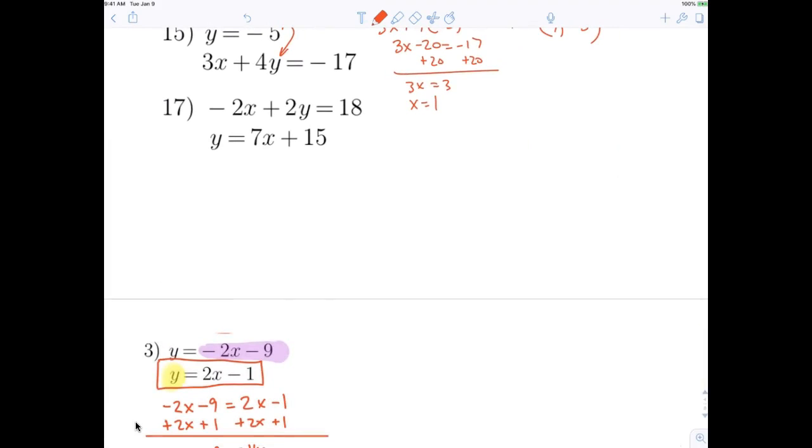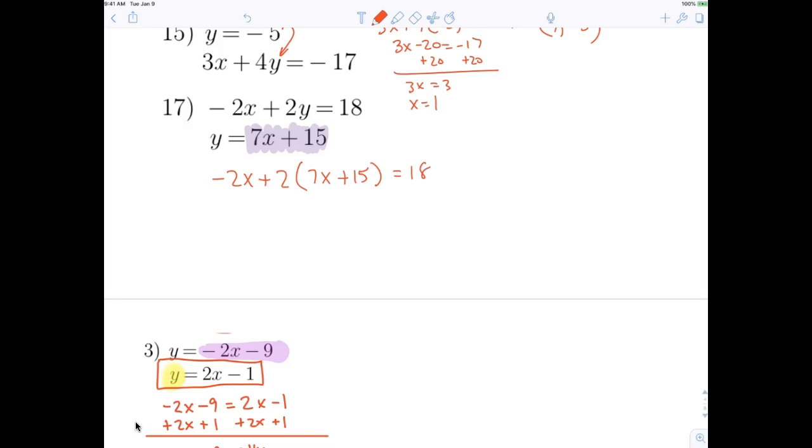All right, let's look at 17 now. Now, what does y equal, guys? 7x plus 15. Now, they're trying to confuse you because they just put it below instead of where? Above. So you have to just find the one that's correct. Everybody agree with that? So wherever you see a y, I'm going to put 7x plus 15. All right? Now, negative 2x plus 2 times the quantity 7x plus 15 equals 18.